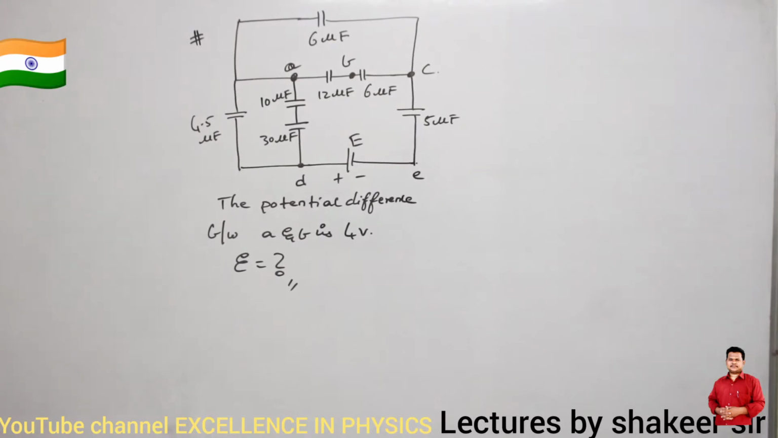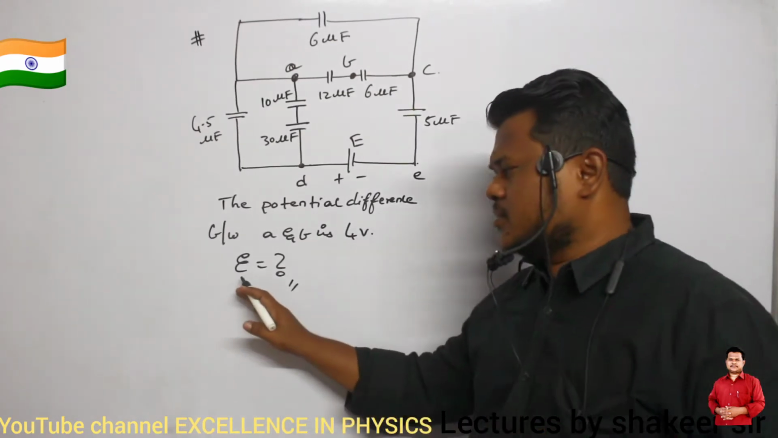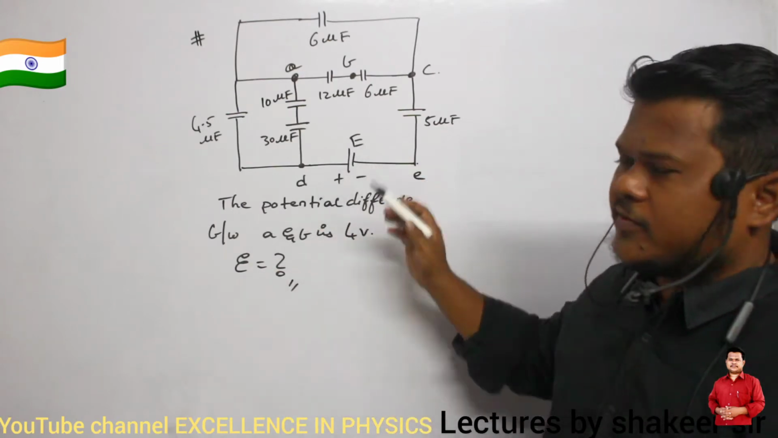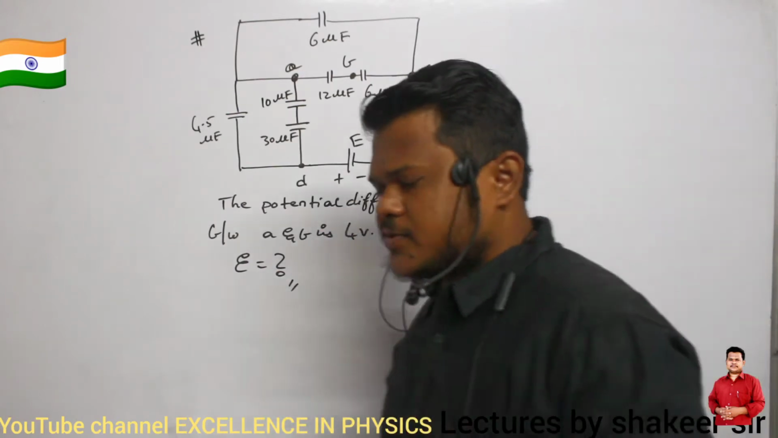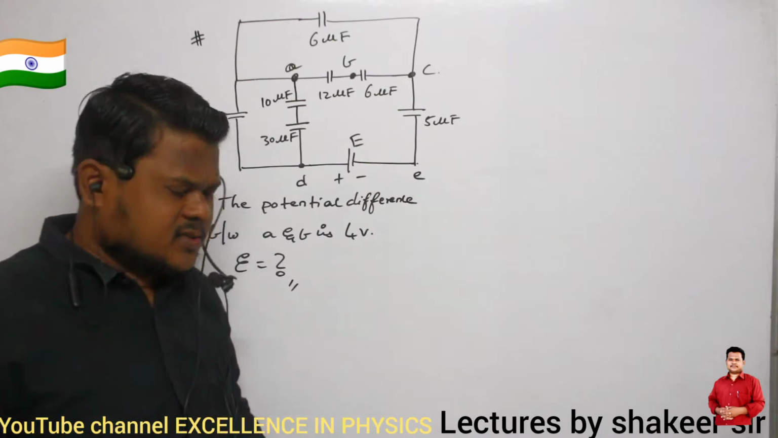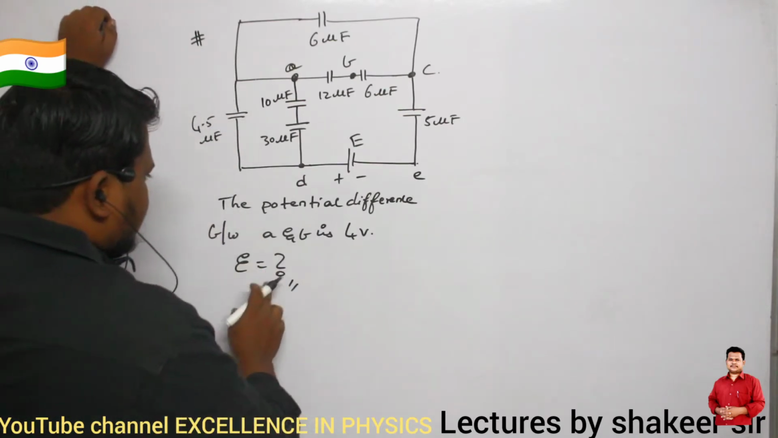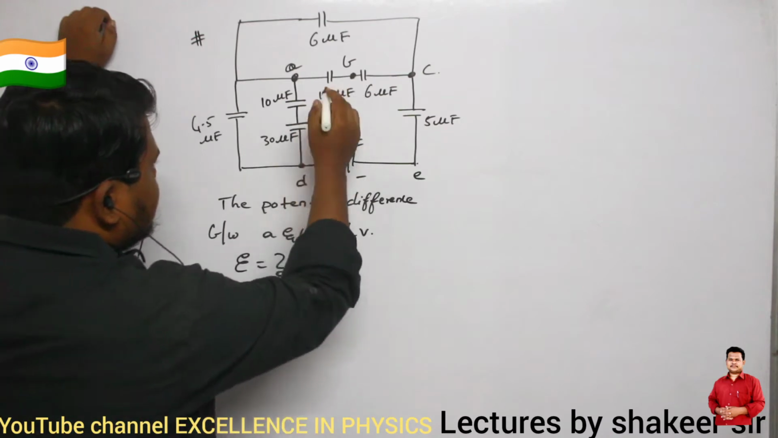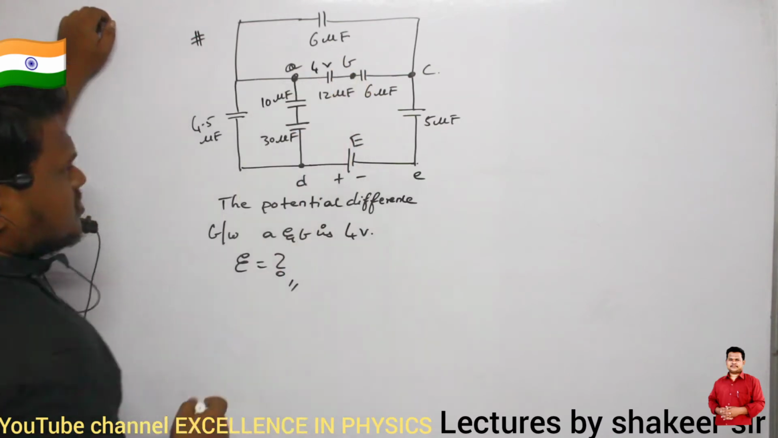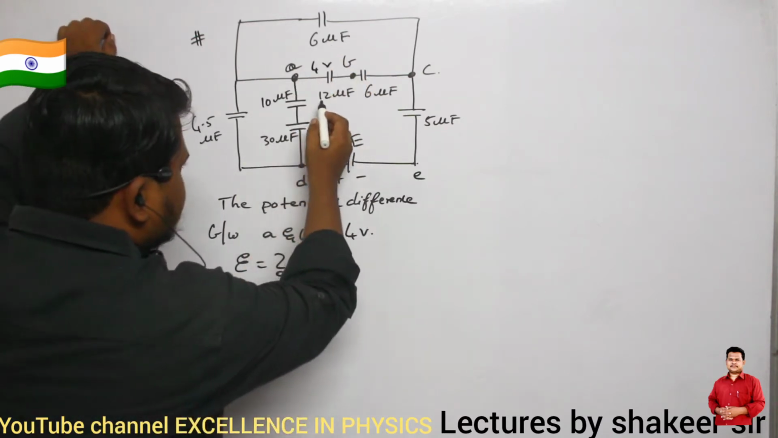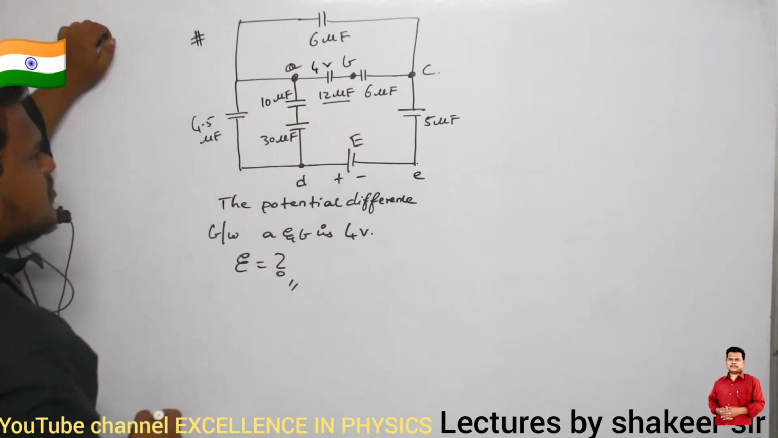Then you are supposed to find out what is the EMF of this battery. This symbol is the EMF of the battery that we are supposed to find out. Okay, so let us see how we can proceed in this problem. Here the potential difference between these 2 points is given as 4 volts. That's all. So capacitance is 12 microfarads, potential difference is 4 volts.